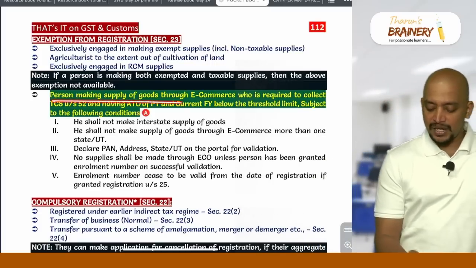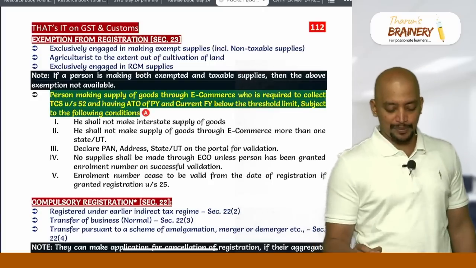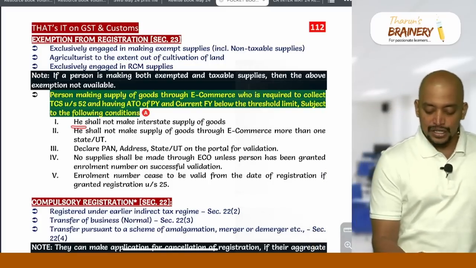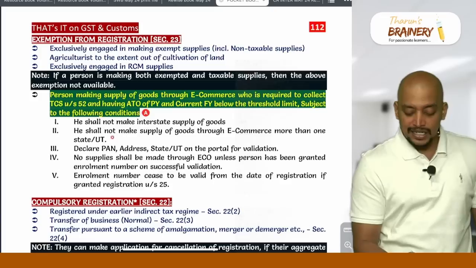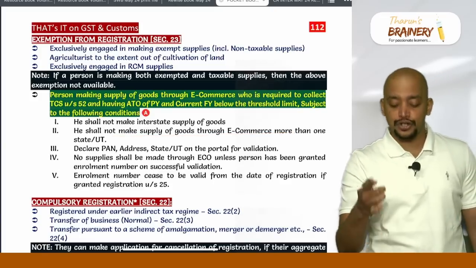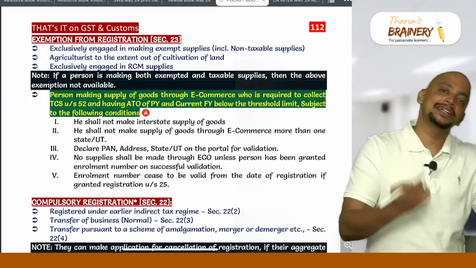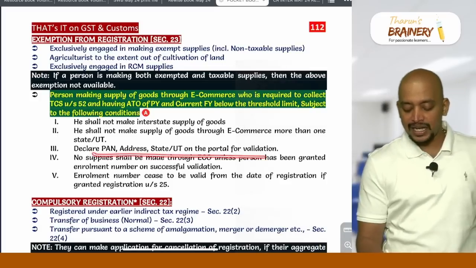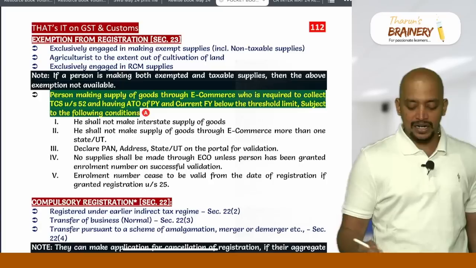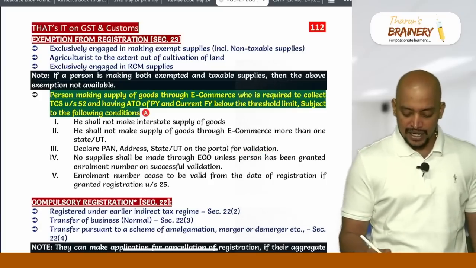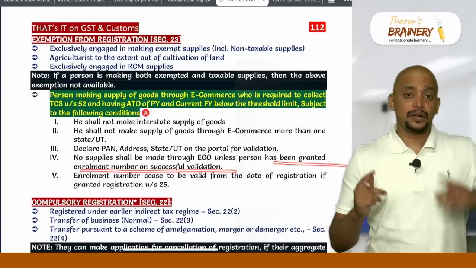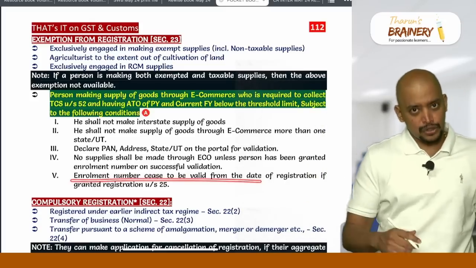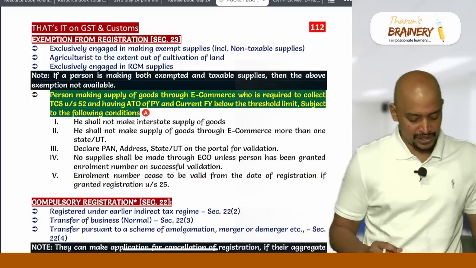So a person making supply of goods through an e-commerce operator is required to get registered only when aggregate turnover exceeds the threshold limit. He shall not make interstate supplies. He shall not make supply through an e-commerce operator in another state, meaning direct interstate supplies or interstate supplies through an e-commerce operator. They need to declare their name, permanent account number, and address for validation, and they need to get a unique enrollment number. As and when their aggregate turnover exceeds the threshold limit, their unique enrollment number ceases to be valid and they need to get a normal registration.